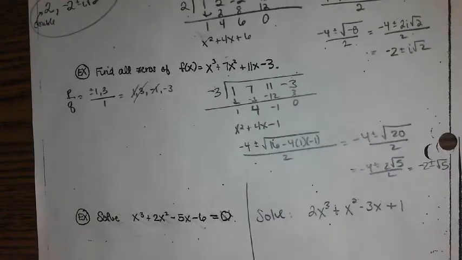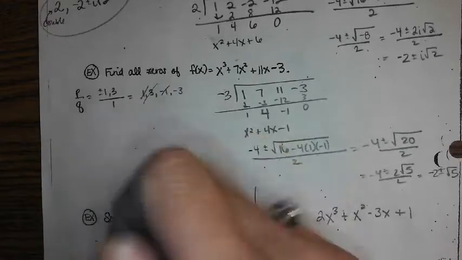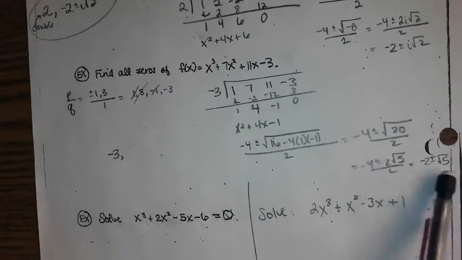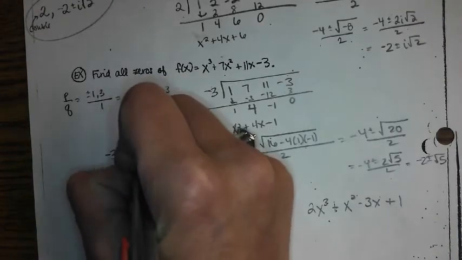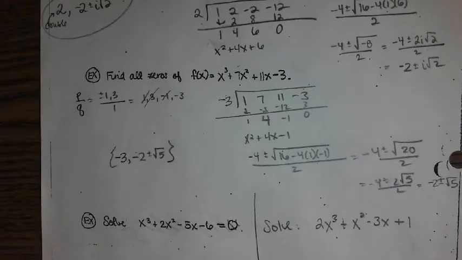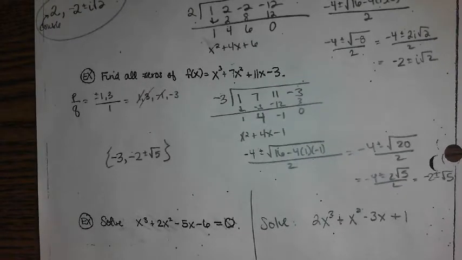So we have 3 zeros. 1 is rational, and the other 2 are irrational, which is why the other 2 were not on our list. Good?